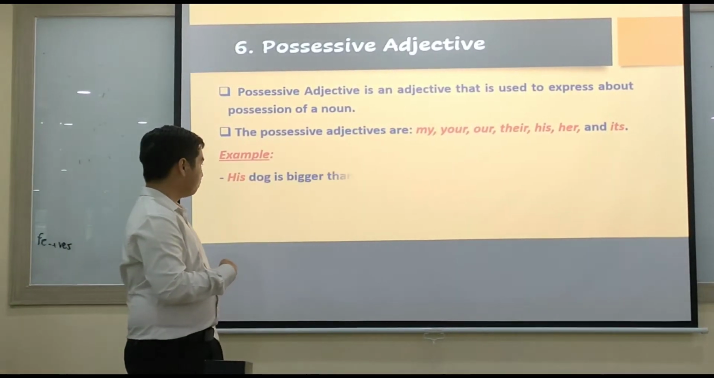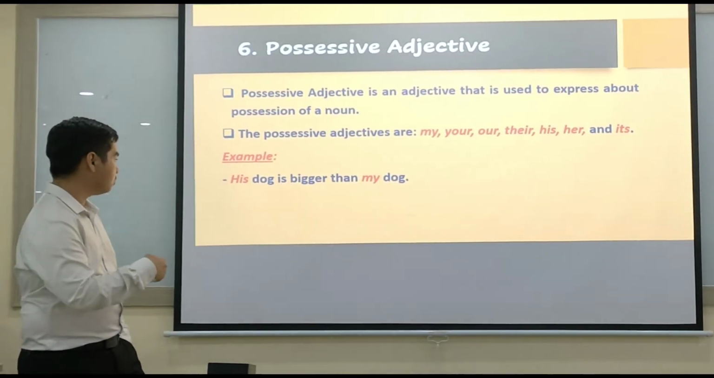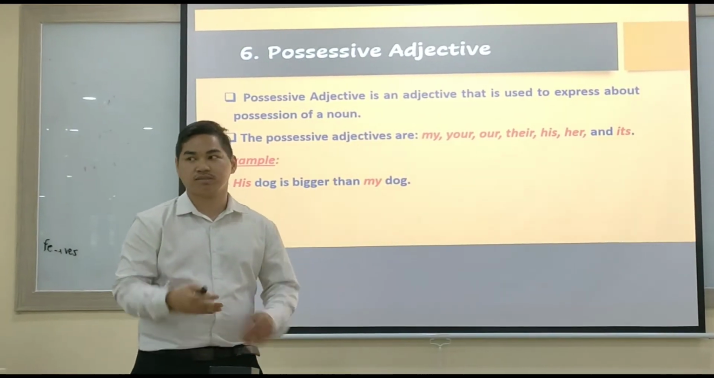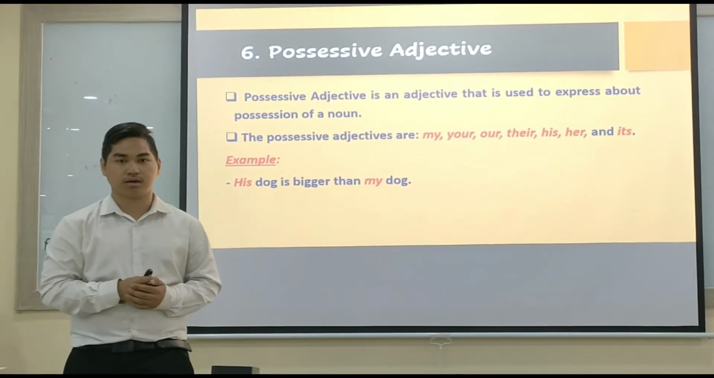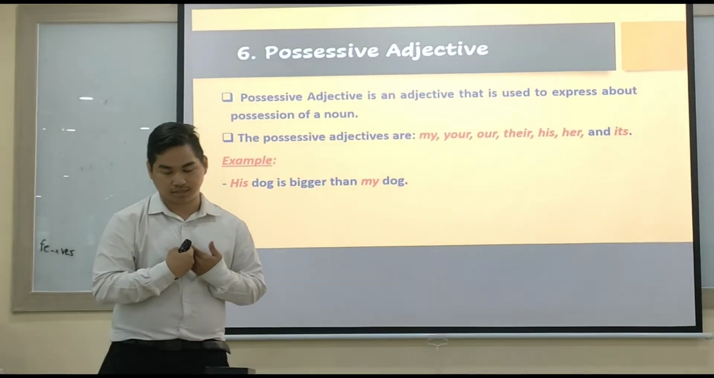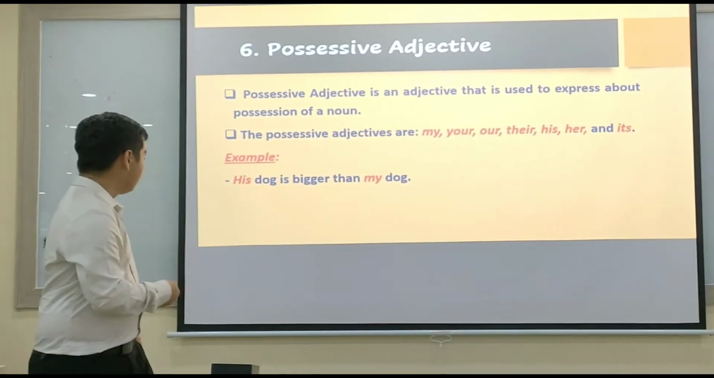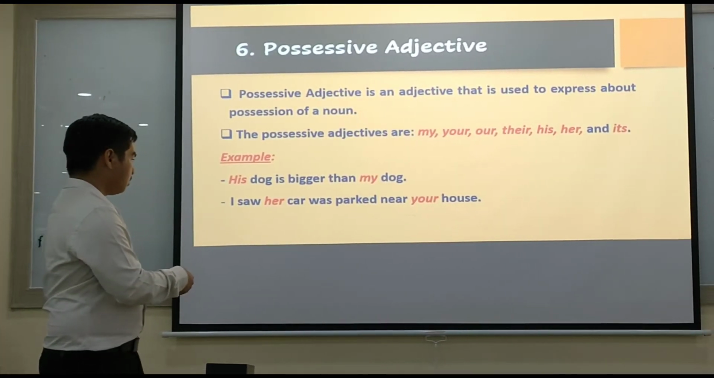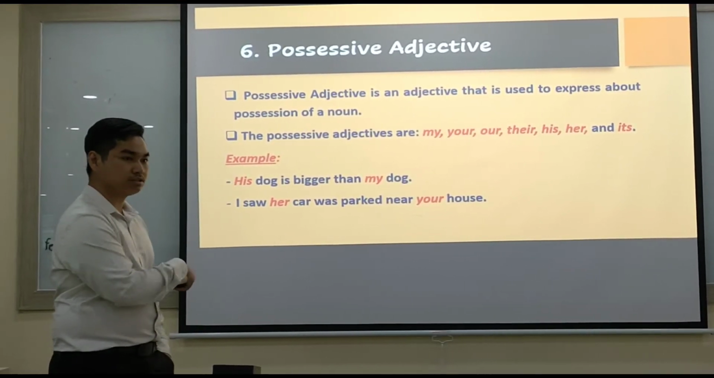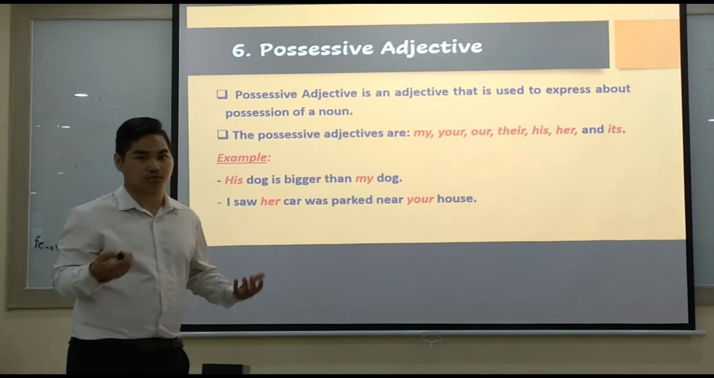So for example, his dog is bigger than my dog. His dog refers to the other owner of the dog, showing the possession of the other owner. And my dog shows myself, the dog that belongs to me. I saw her car was parked near your house. So that means the car belongs to her, someone, and your house also belongs to someone, which might be your friend or something.